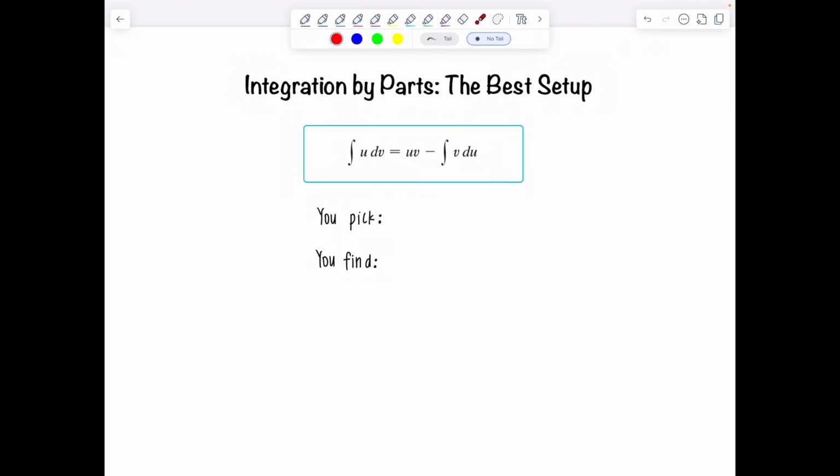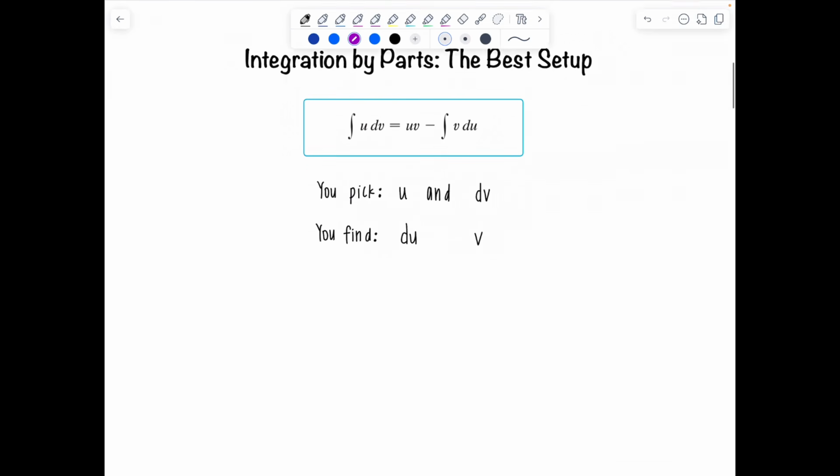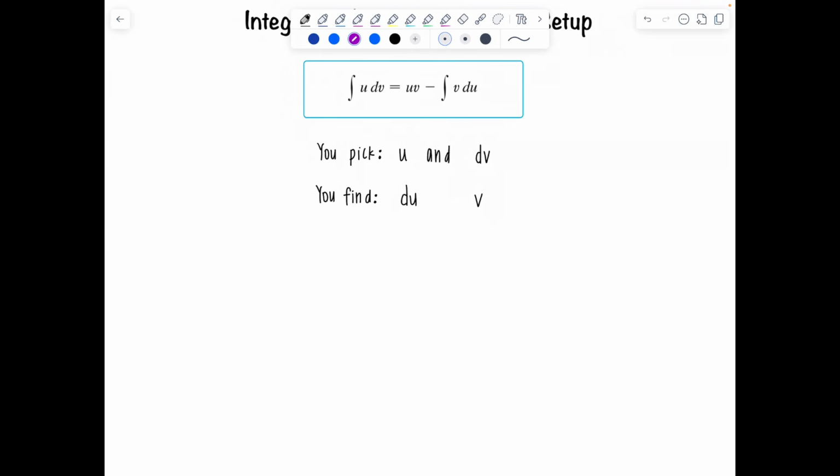You're given an integral in this form, okay? You have to decide what's going to be u and what's going to be dv. And then from there, you need to rewrite your integral as uv minus integral v du. Well, you're picking u and dv. You need to find du and v. So that's basically the setup, the way I have it stacked right there. You pick u, you pick dv, you find du, and you find v.